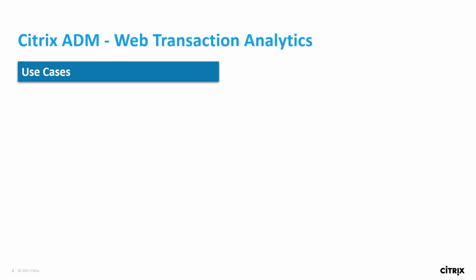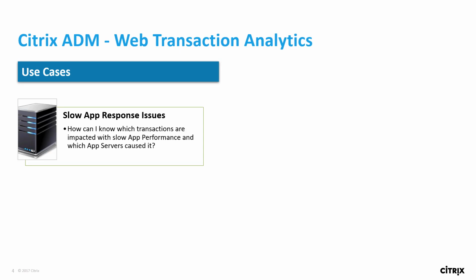You may have users complaining of application slowness issues, and in these scenarios, it becomes really important to figure out which part of the network is causing the issue. Is it the client side of the network, the server side of the network, or the application server itself, which is taking more time to process the request? With the help of Web Transaction Analytics, you can identify this and also understand which transactions are impacted due to the slow app performance issue and pinpoint to the application server which may be causing it.